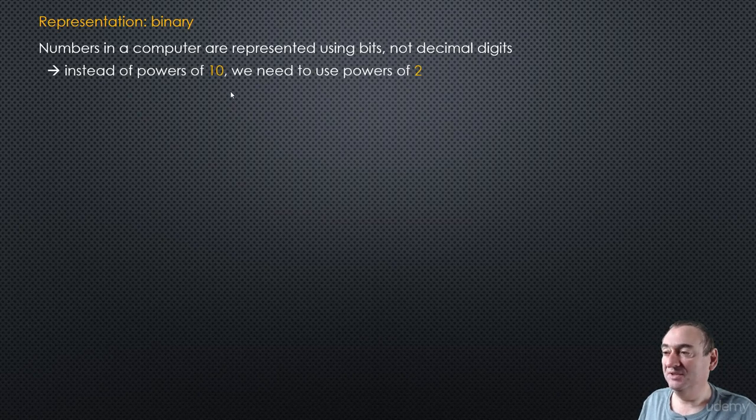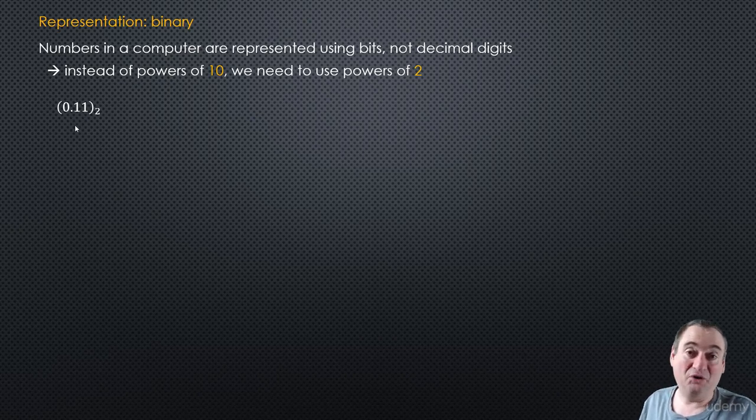So instead of powers of 10, we're going to use powers of 2. And our digits are going to be just 0 and 1, whereas before, our digits were 0 through 9. Here it's just going to be 0 and 1. So let's take a look at a binary float. This is a binary number, 0.11 base 2. So we do have this decimal point. I don't know if you'd call it a decimal point or maybe a binary point at this stage.